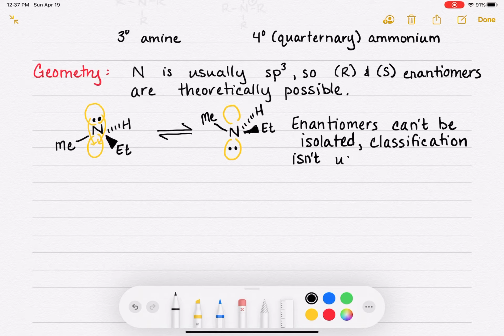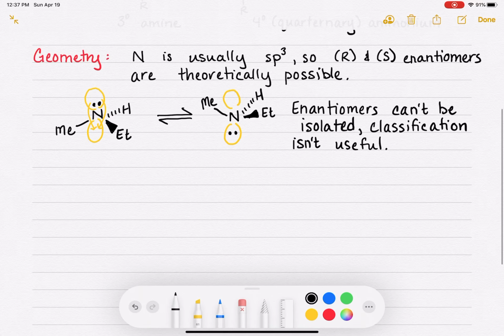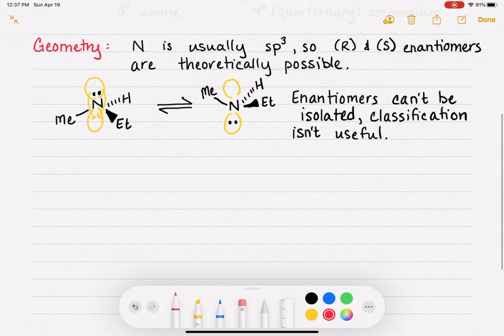because it's not permanent. We might say this is an R enantiomer, but in half of a second it's going to become an S, so it's just not even useful to talk about it. So there's that, and that's kind of nice. We'll never have to classify R versus S.